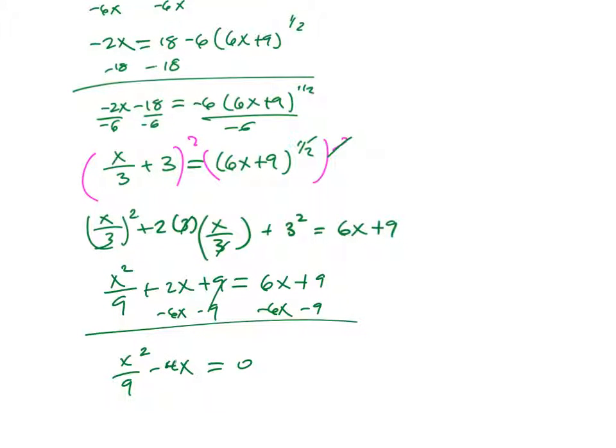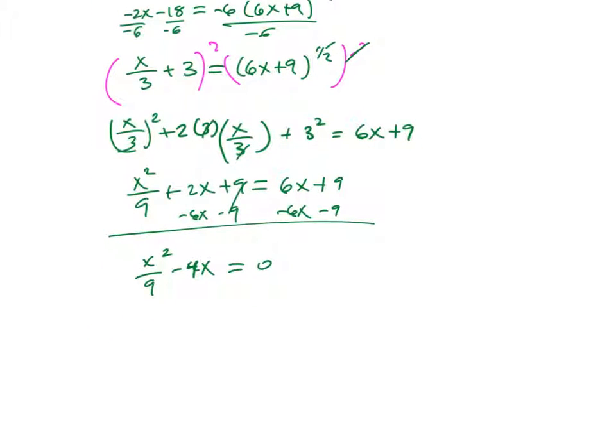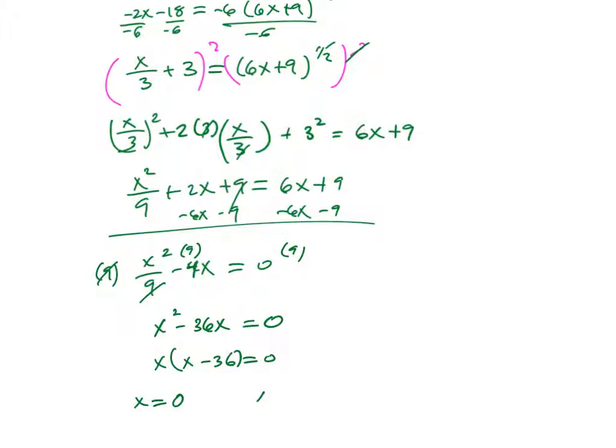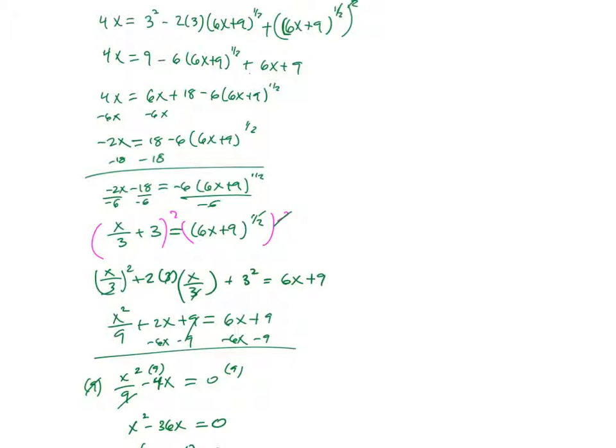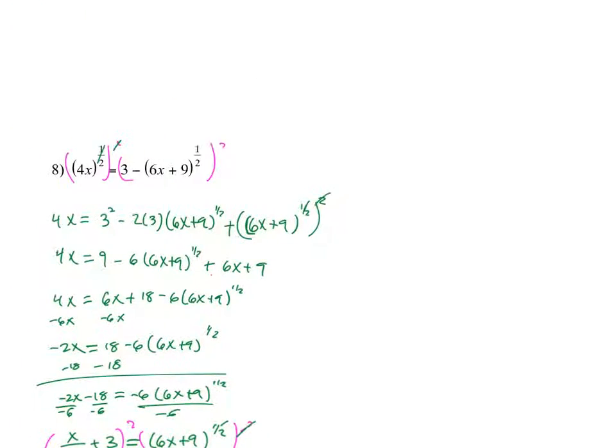This cancels out right here. Equals 0, right? So again, I'm going to start by multiplying everything times 9, so I can cancel out the fractions. So x squared minus 36x equals 0. Right here, I can factor out an x. So x times x minus 36 equals 0. So x equals 0, and x minus 36 equals 0, so x equals 36. Right? So now, let's check our work.